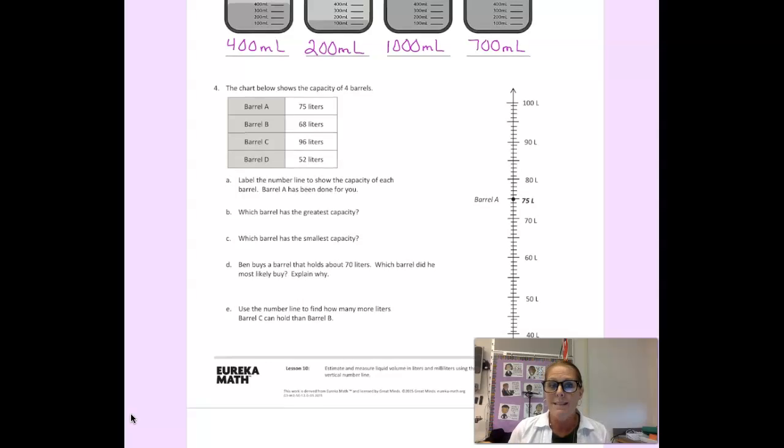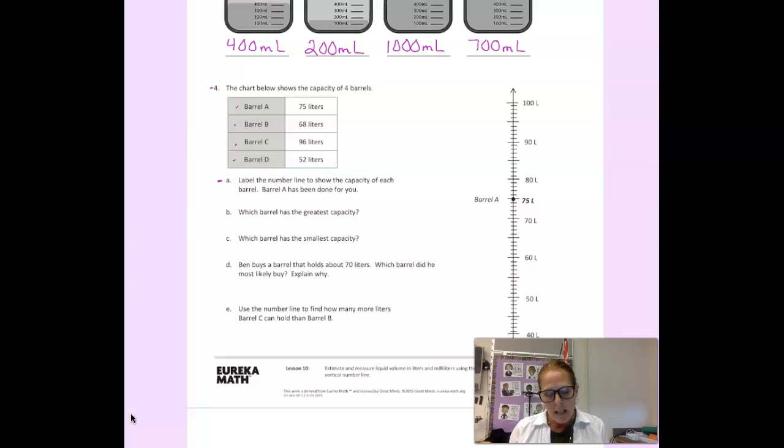Problem 4 has several parts to it. Number 4, the chart below shows the capacity of 4 barrels. Remember, capacity means how much liquid a container can hold. Barrel A is 75 liters, barrel B is 68 liters, barrel C is 96 liters, and barrel D is 52 liters. So far, we haven't had to do anything for this problem. We're just getting information.